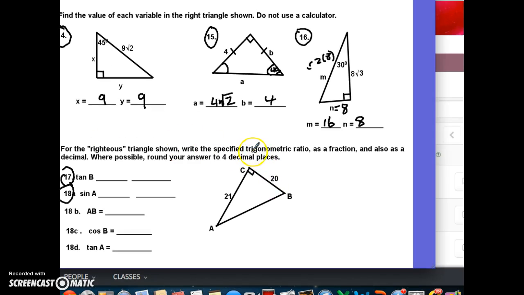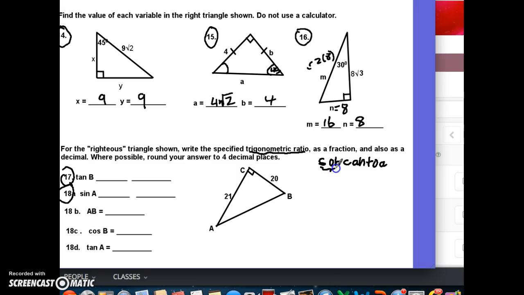Don't be rattled by this term. Trigonometric ratio is just either the sine ratio, the cosine ratio, or the tan ratio. Write it as a fraction and also as a decimal, where possible round your answer to 4 decimal places. So the thing you want to keep in mind is SOHCAHTOA. Go ahead and say that to remind yourself. SOHCAHTOA.